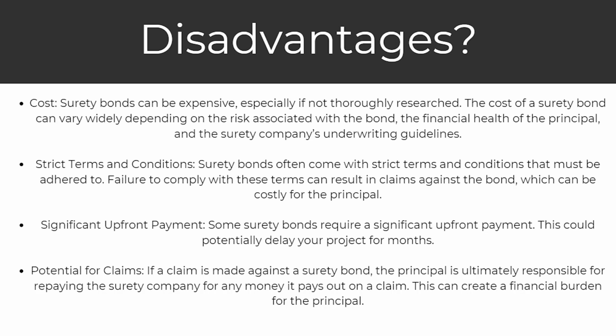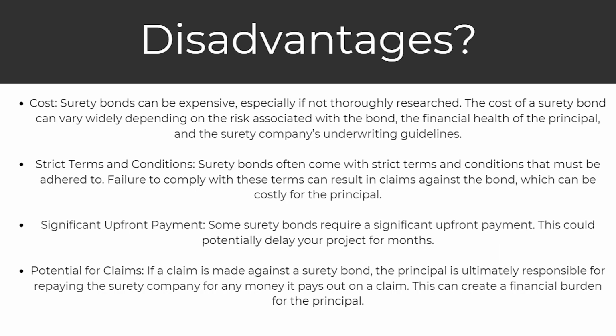There's also strict terms and conditions. Surety bonds often come with strict terms and conditions that must be adhered to. Failure to comply with these terms can result in claims against the bond, which can be costly for the principal. There's also a significant upfront payment. Some surety bonds require a significant upfront payment, and this can potentially delay your project for months.